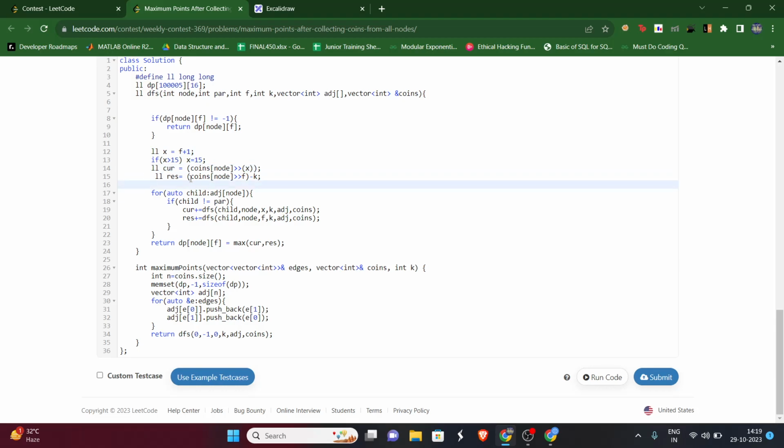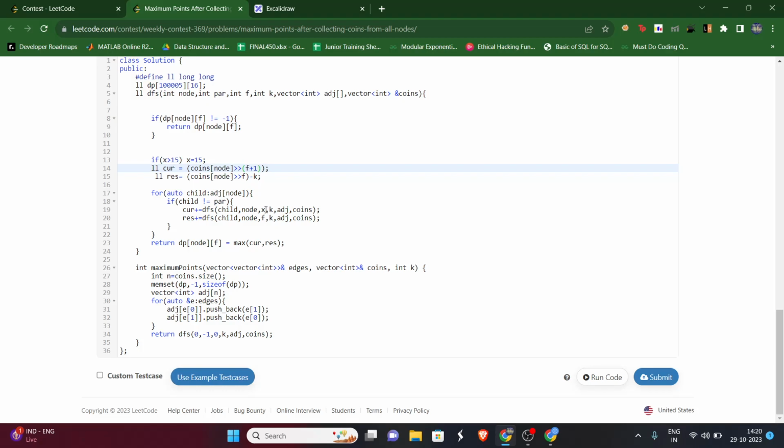Else, whatever coins we have right now, we can just take coins minus k. And we know that this coins of node needed to be divided by f times, because we have performed the second operation before this already, f times. So our effective coins are coins minus k. These are the two possibilities, right? If we are taking the first possibility, dividing it here, then we have to pass f plus 1. Instead of x, let's write f plus 1 everywhere.